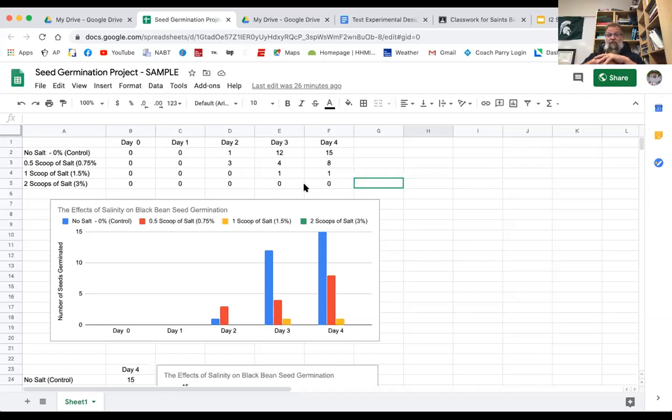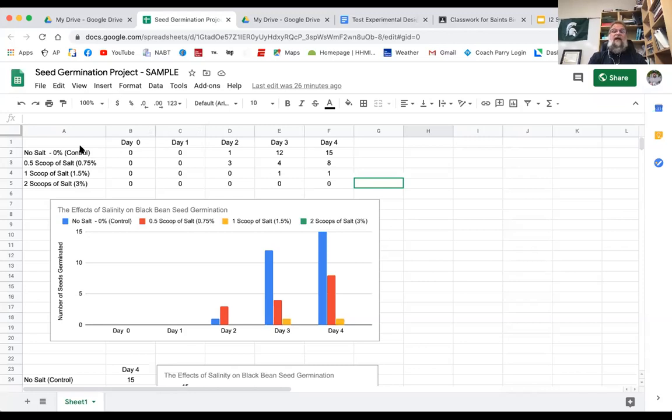If you're looking for graph paper, you don't have graph paper at home, just go to Google, search blank graph paper, and you can print off a sheet of graph paper, no problem. So there's two ways you can make the graph for this project.